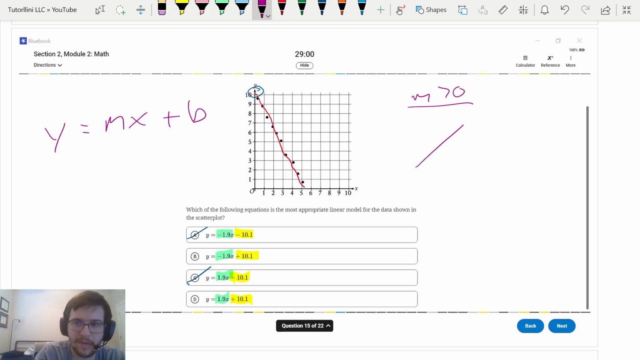goes up, and a negative slope goes down, right? So you see this one's going down, so it must have a negative slope. So even though we don't even need to calculate it, you see what I mean? It's like we could just use process of elimination.